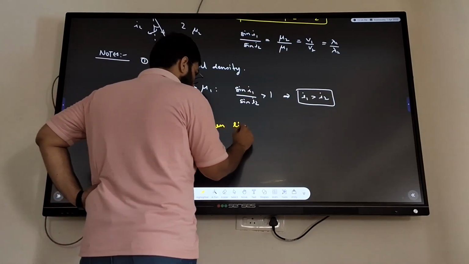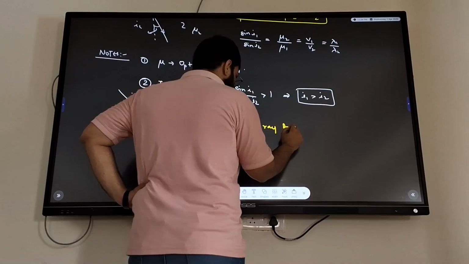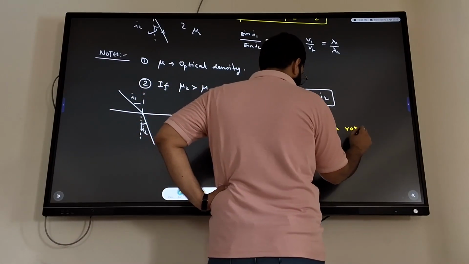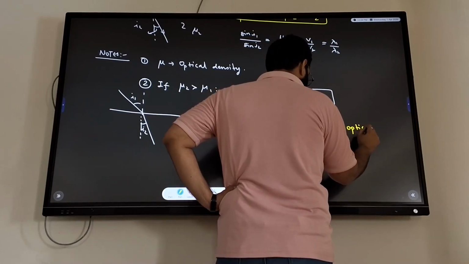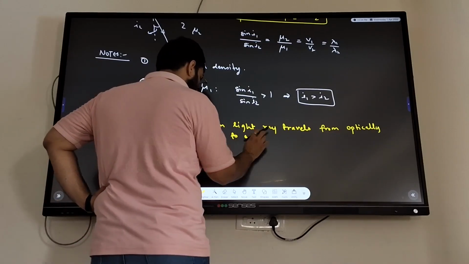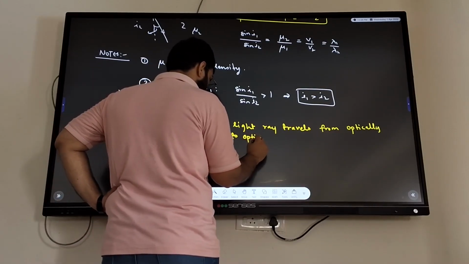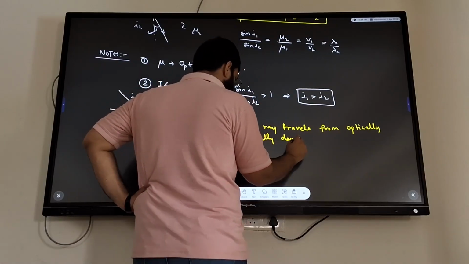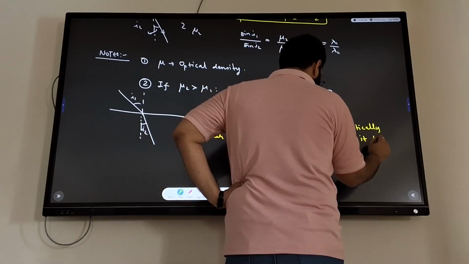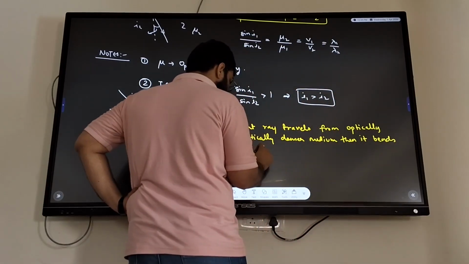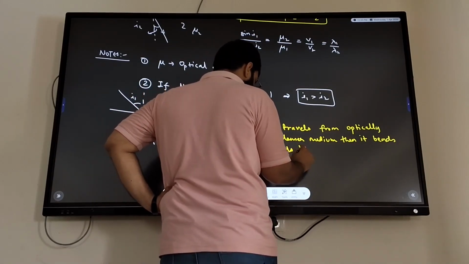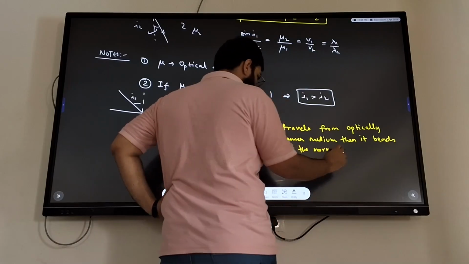So when a light ray travels from an optically rarer to an optically denser medium, then it bends towards the normal. No? Is it understood?